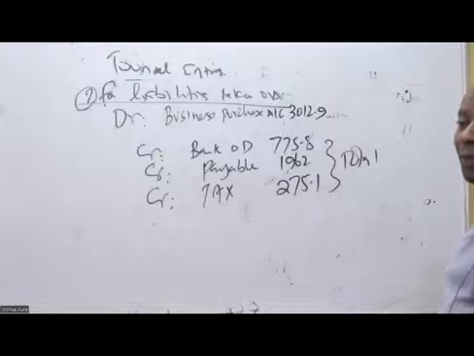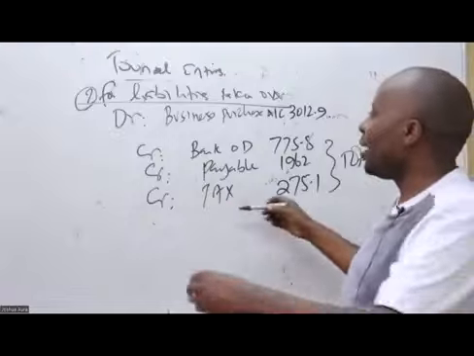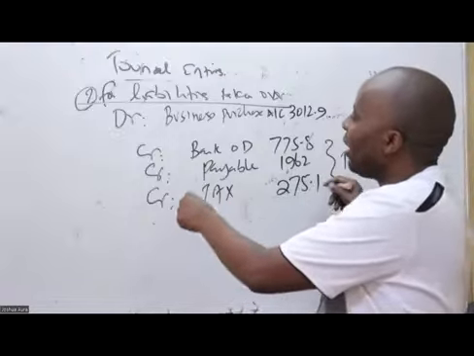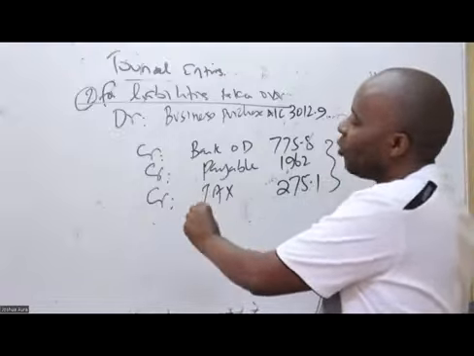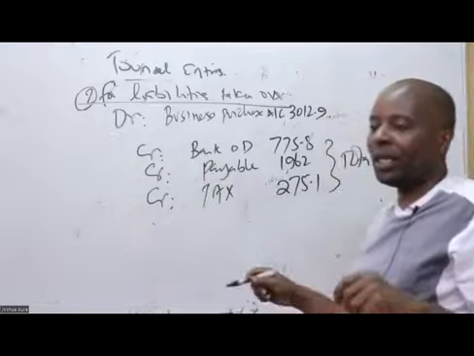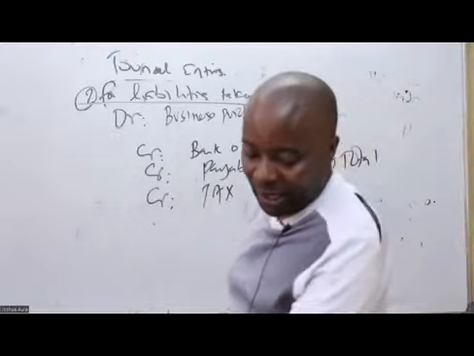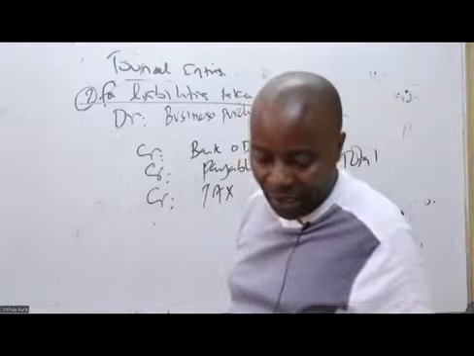That's 12.9. Now from there, number three, of course, you will mention there, this is to record liabilities taken over by Zawadi Limited.